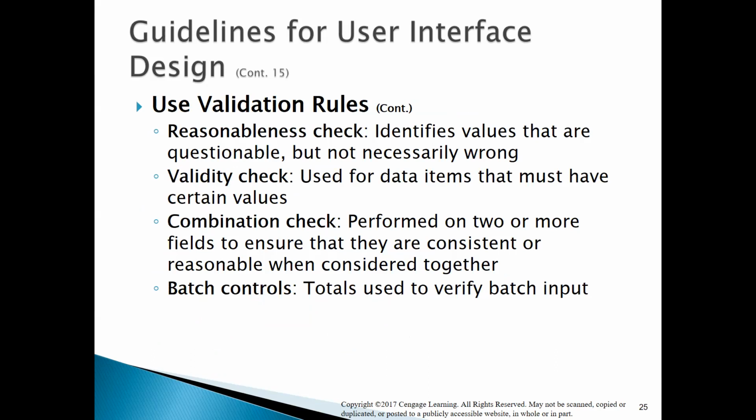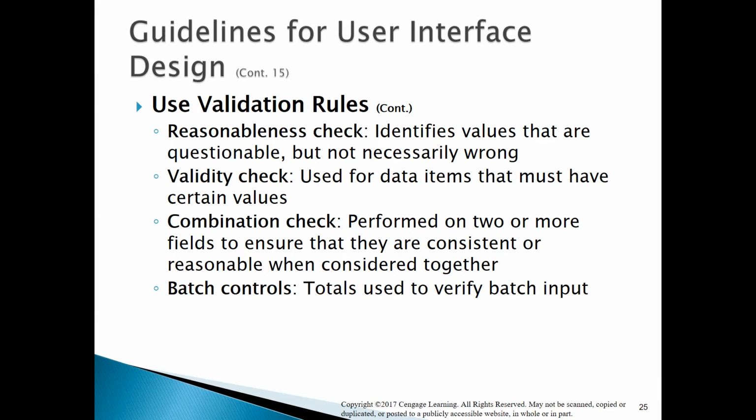Reasonableness check identifies values that are questionable but not necessarily wrong. If it sees that something may be questionable, it allows you to go and confirm it. Once you confirm, you can proceed. Validity check is used for data items that must have certain values. You cannot leave something blank.